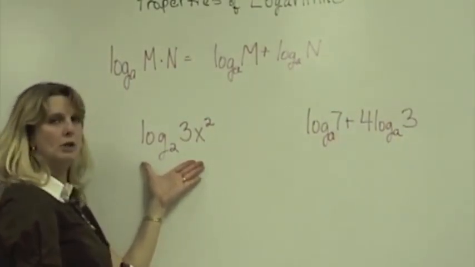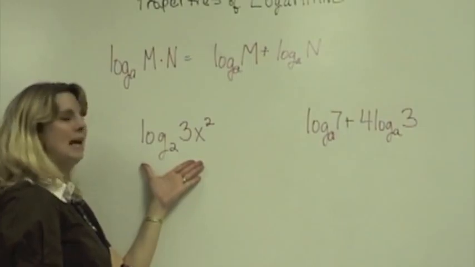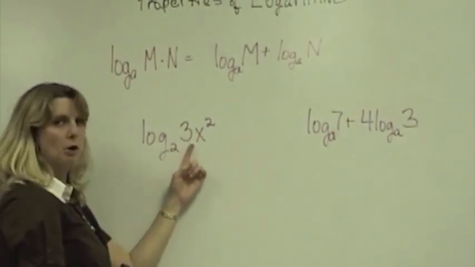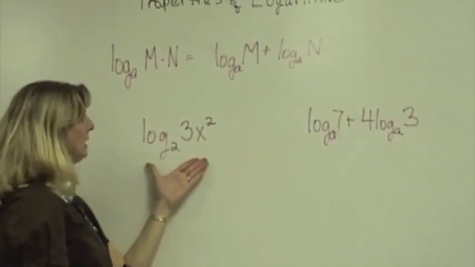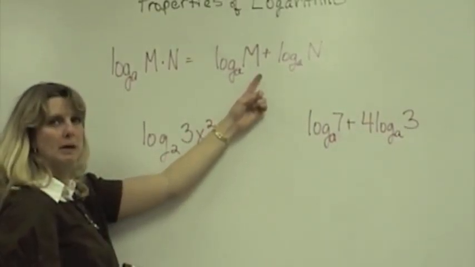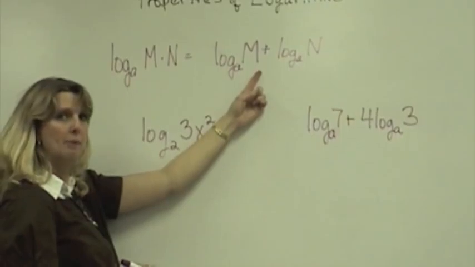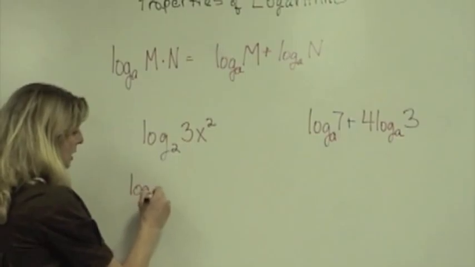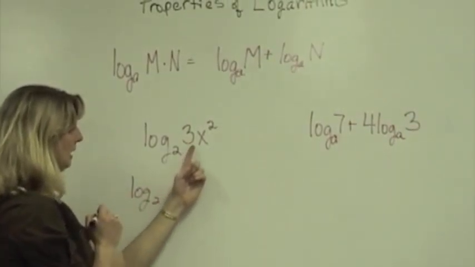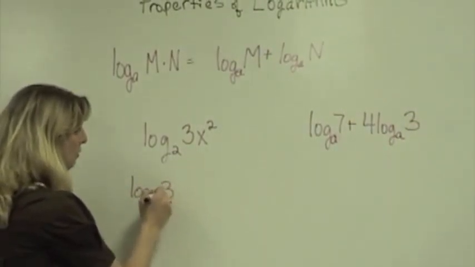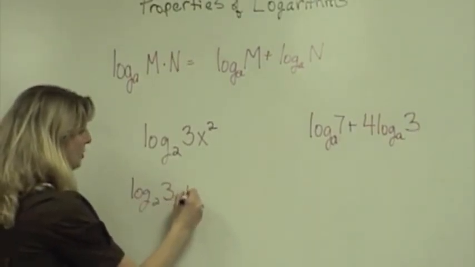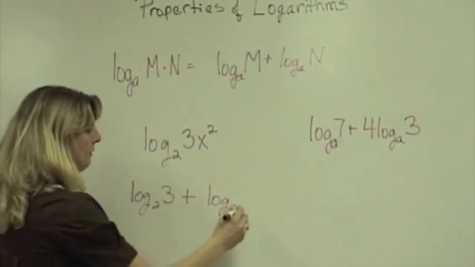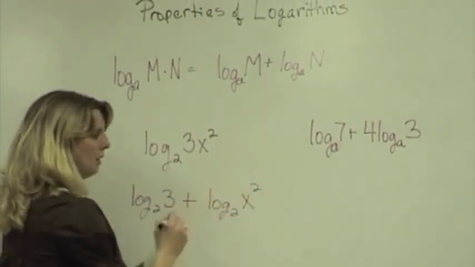So here we have a question, and the directions might read, expand the logarithm. This is in its multiplication form, so we can expand it to be an addition form of two separate logs. So we would write log, we keep the same base. Let's take the first thing, 3, add to it the log, same base, of the other factor, x squared.